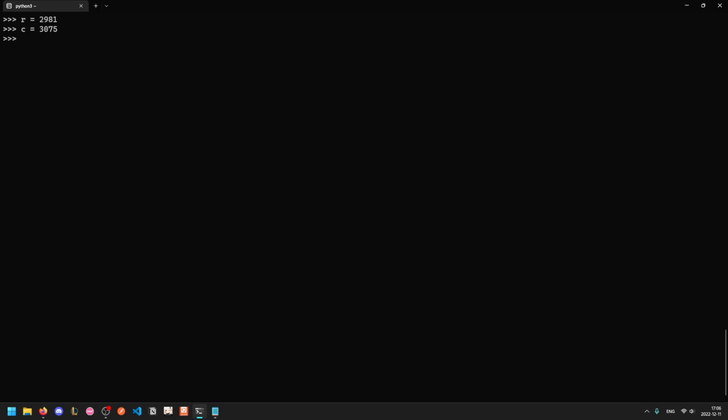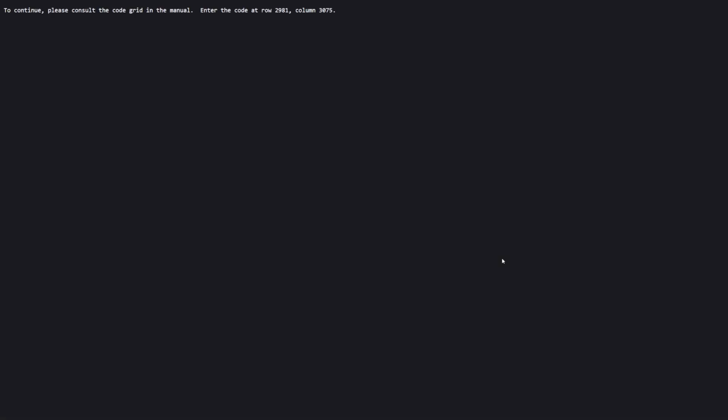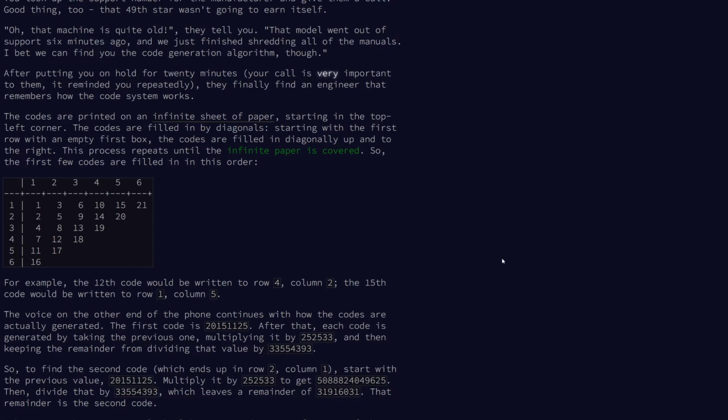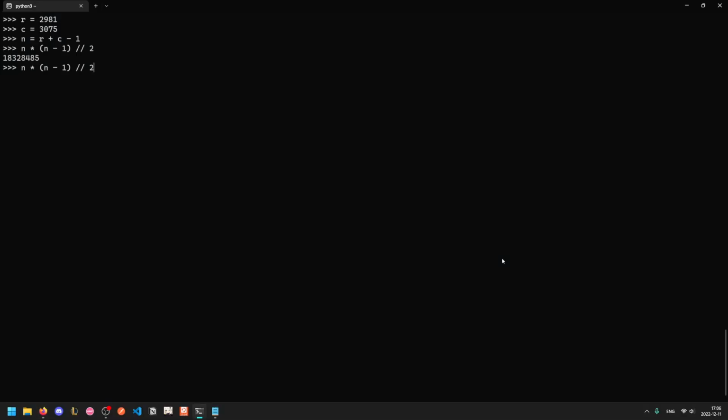Now, r plus c minus 1 is our diagonal number. We'll call it n. And n times n minus 1 over 2 is the number of places in all of the diagonals above ours. And finally, we just need to add our column number. So this thing plus c is our position.